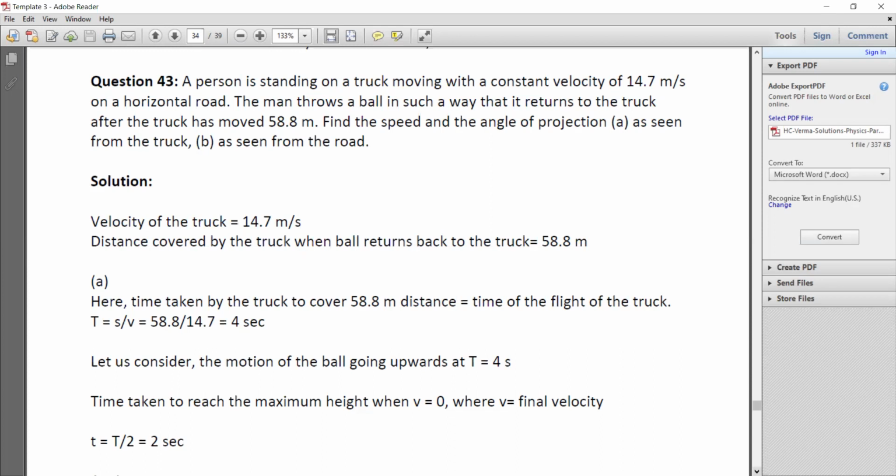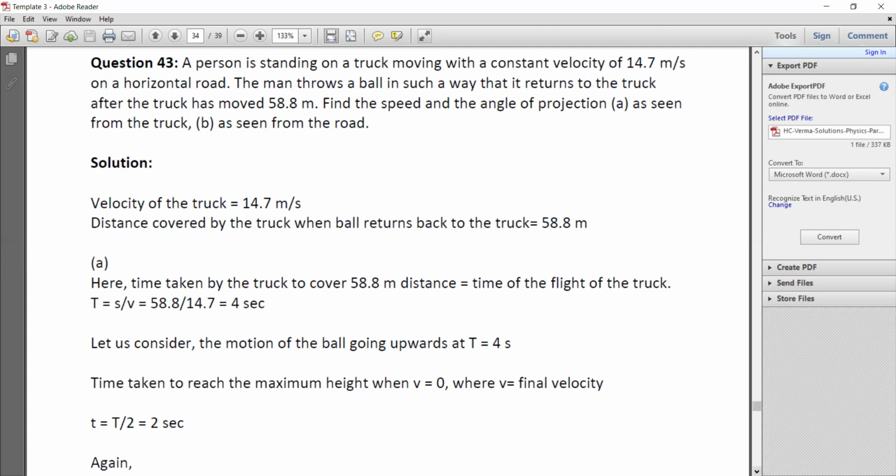Question 43. A person is standing on a truck moving with a constant velocity of 14.7 meters per second on a horizontal road. The man throws a ball in such a way that it returns to the truck after the truck has moved 58.8 meters. Find the speed and the angle of projection, A, as seen from the truck, B, as seen from the road.